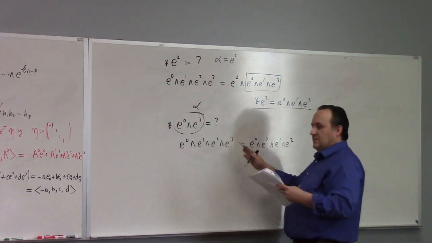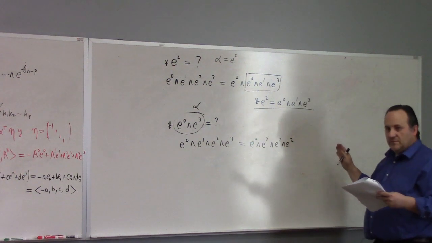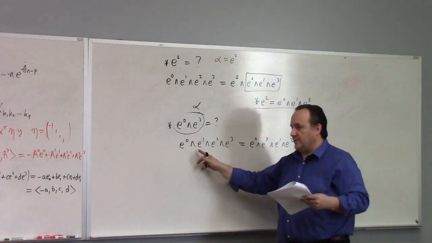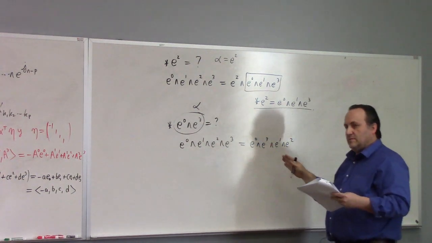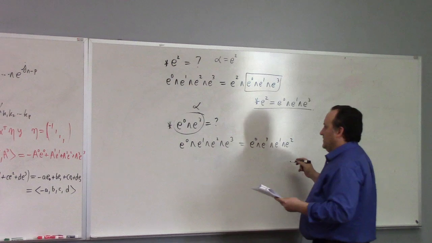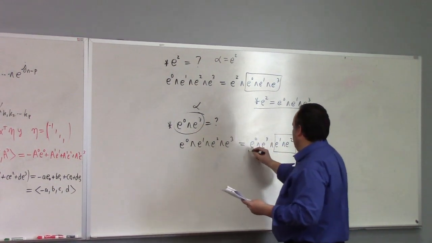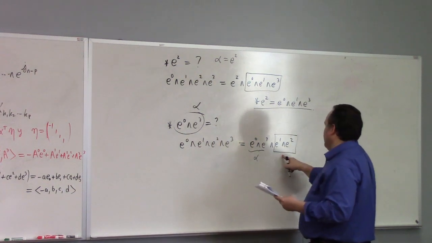Do we understand? Are we all on the same page here? Because I had to switch 3 with 2 and then 3 with 1. Minus gives me plus. All right. So at this point, this is what's next. So this is my alpha, right? This is what's next to the alpha.